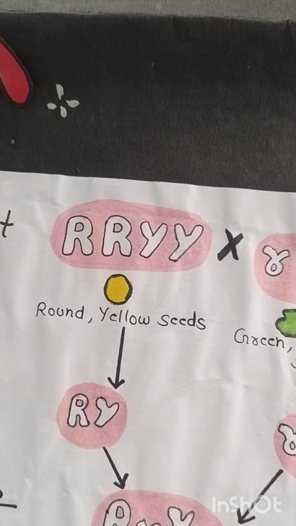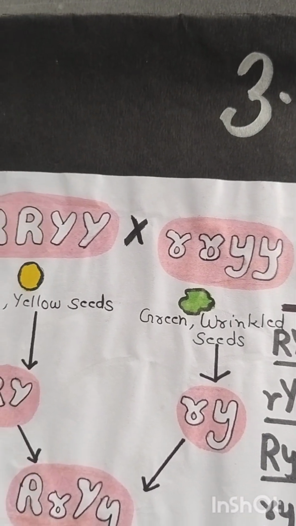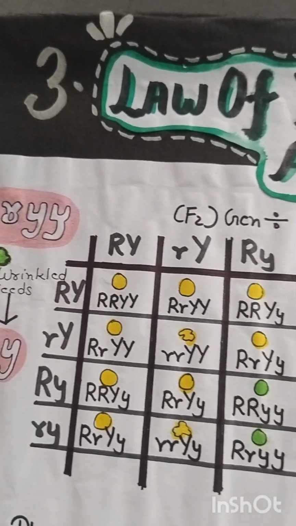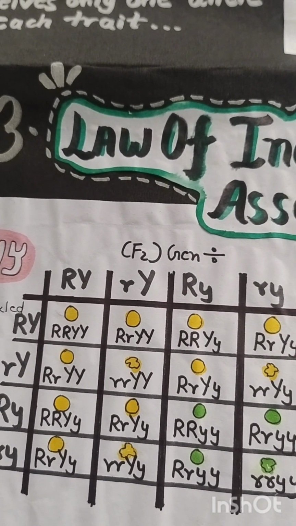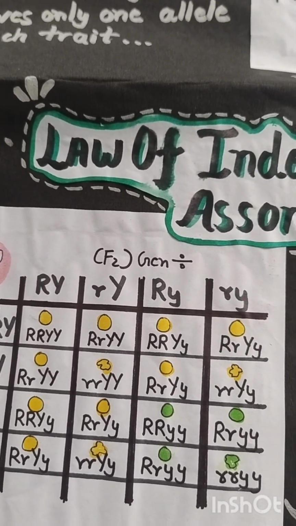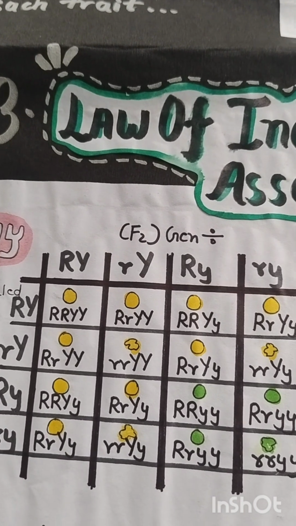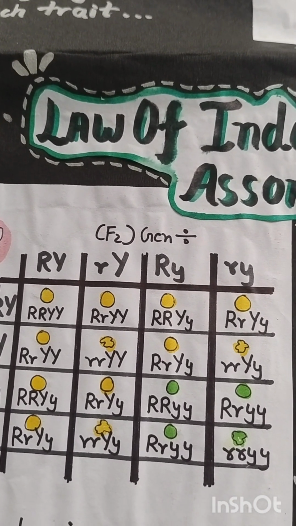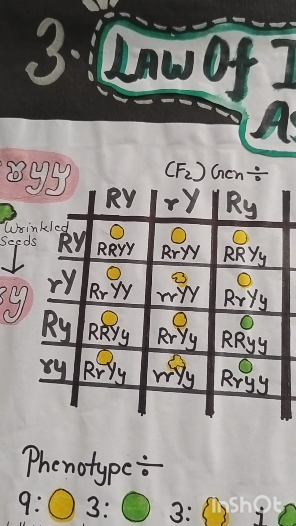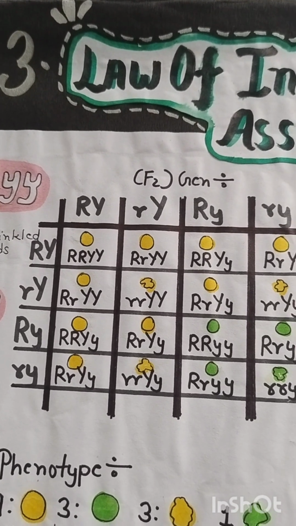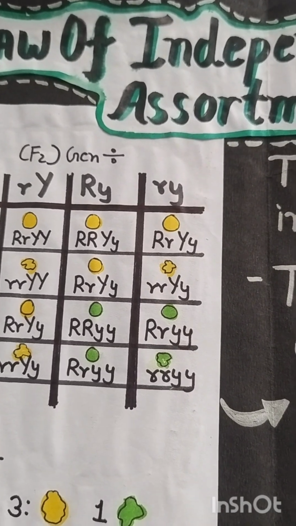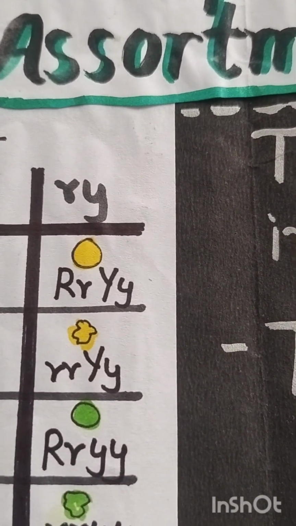So round and yellow seeds and green and wrinkled seeds go together, and the hybrid is formed, which is due to the dominant characters round and yellow. But in the F2 generation, you can see the different assortments. You can see that the different characters assort independently: capital R capital Y, small r capital Y, capital R small y, and small r small y. So you can get the phenotypic ratio: 9 yellow round, green round 3, and yellow wrinkled 3, and green wrinkled only 1.